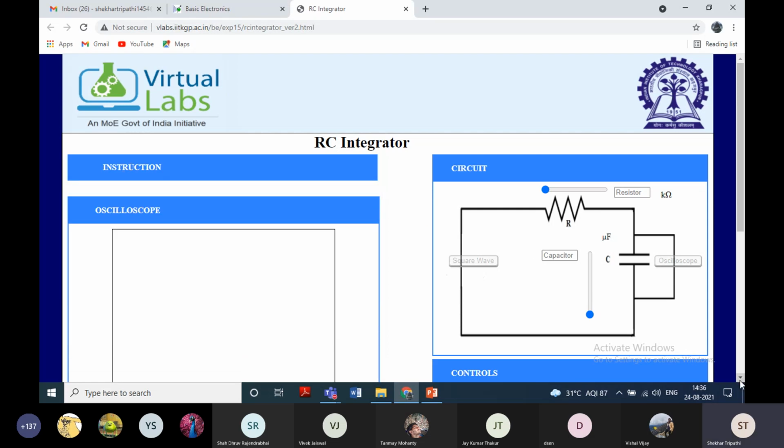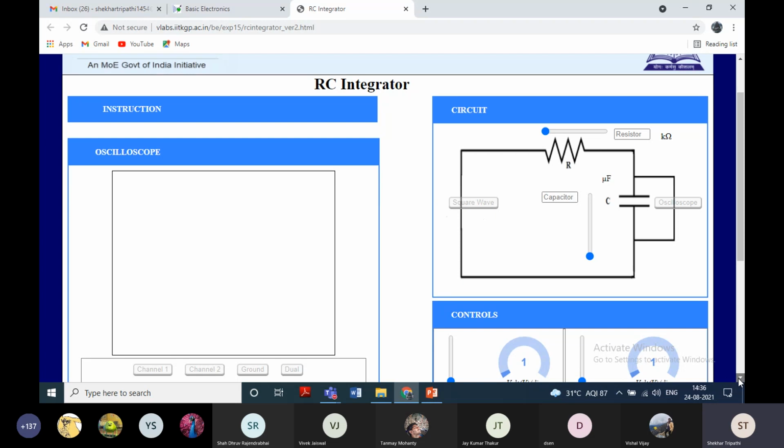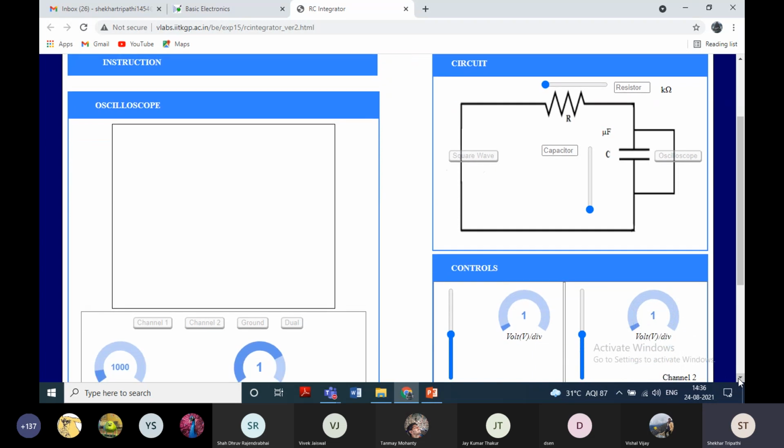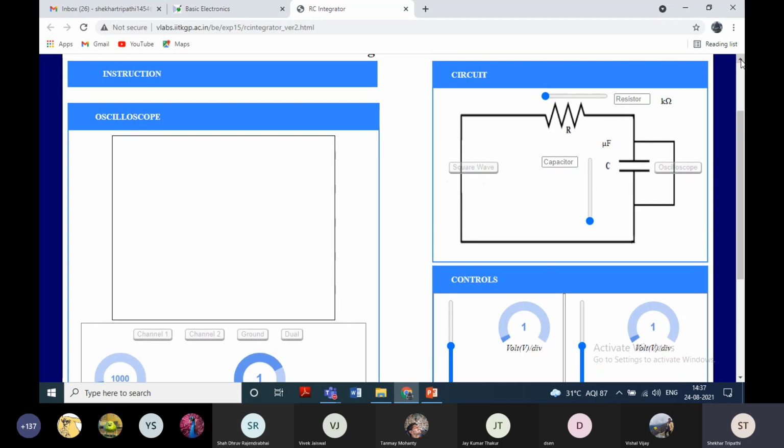In this experiment, we have the circuit on the right side of the top screen, and on the left side we have the oscilloscope screen, below which we have the controls of the oscilloscope, from where we can change the frequency and amplitude. For channel 1 and channel 2 controls, we can change the position of the y-axis by changing the volts per division.